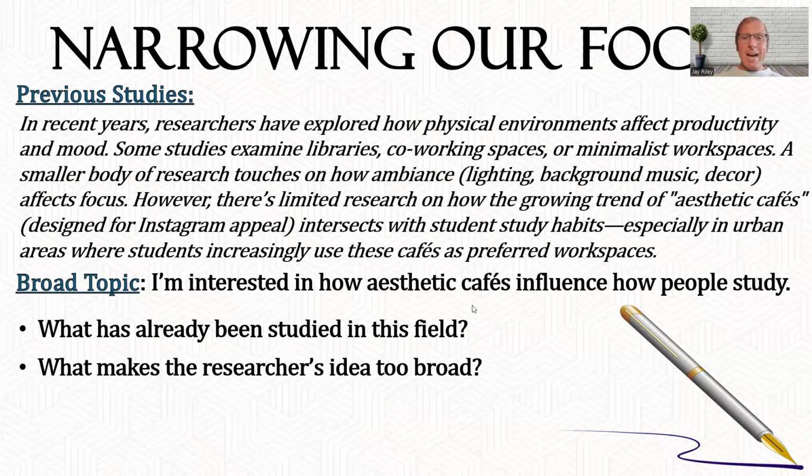So, what makes this topic too broad? Well, I'm not sure how you're going to find something you can measure to answer this question. I'm interested in how aesthetic cafes influence how people study. What about aesthetic cafes? The seating, the noise levels, the lighting, the layout. What specifically? Their location in an urban environment, a suburban environment, a rural environment, and it affects how people study. What does that mean? How people study? How do we measure how people study?